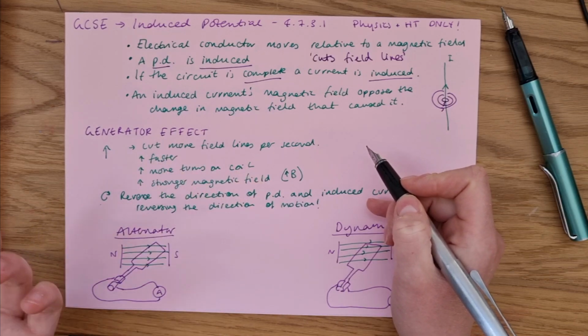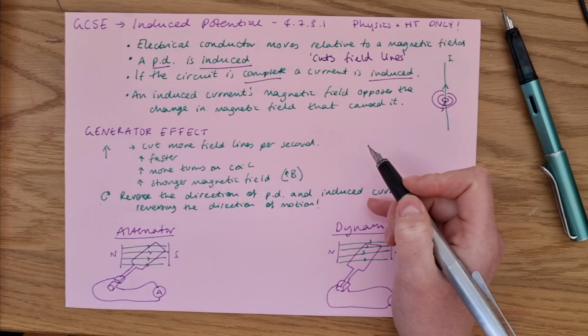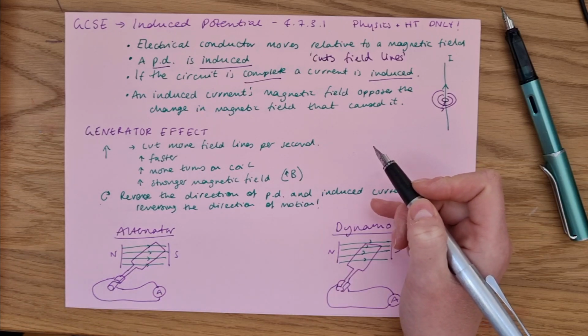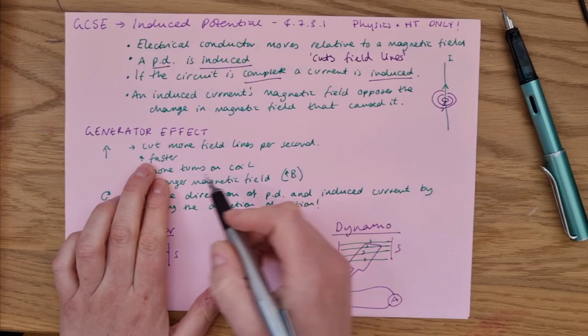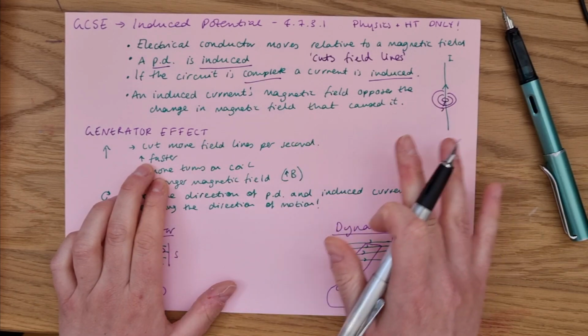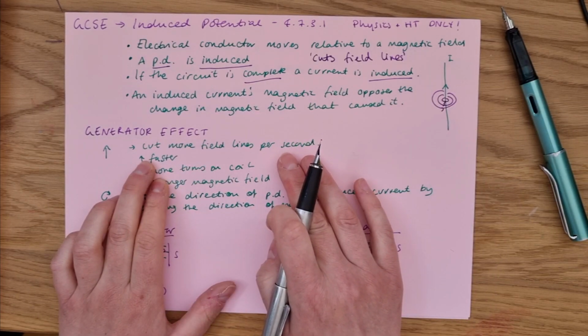How can we make this generator effect greater? I mean, this is electricity we're talking about. This is such a game changer, being able to power things, and whatever you're watching this on, that's electricity. So this is a big deal. How can we increase this?